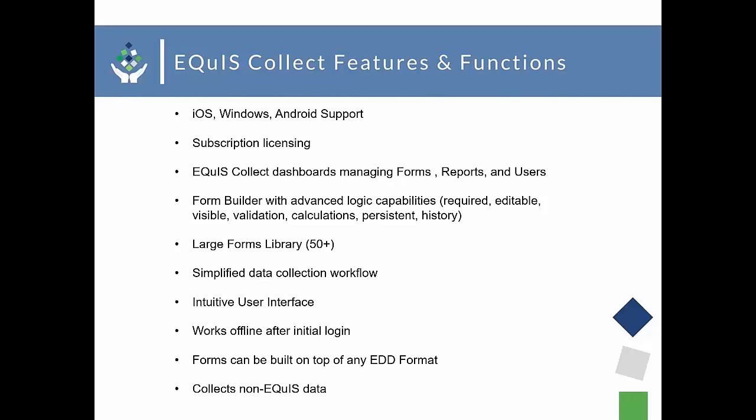Forms can be built on top of any EDD format, so if you want to start with a specific EDD format and build a custom form based on that particular format, you can, whereas Edge is tied to the Edge format. So it gives you a lot more flexibility there. And the advantage of choosing different formats is you may want the data that you're collecting to wind up in specific places in the EQuIS database. The formats already have all the mapping and everything built into them, right?